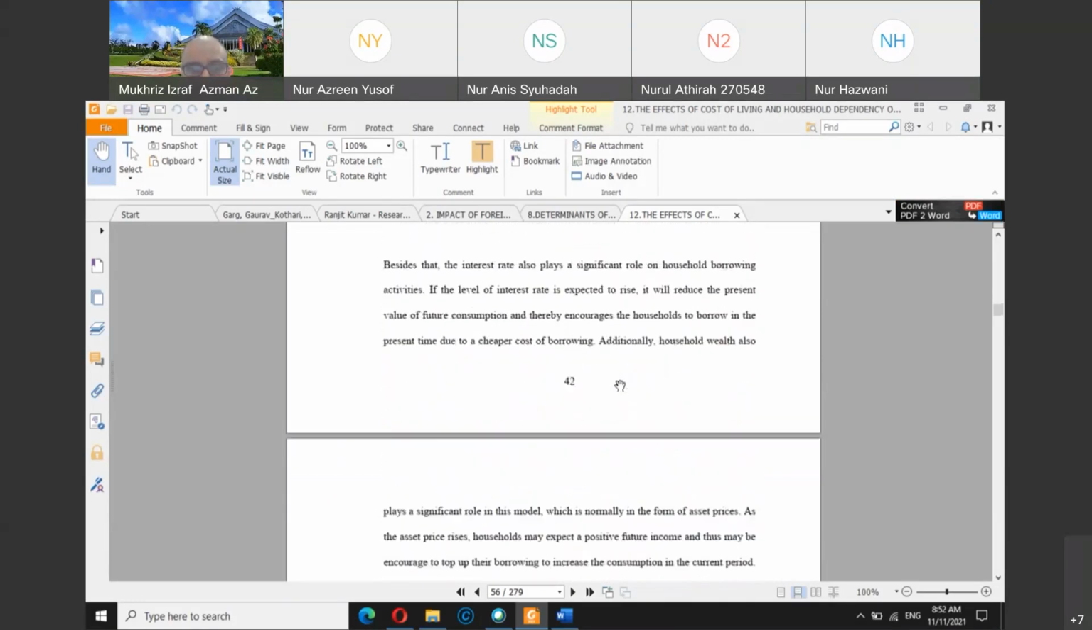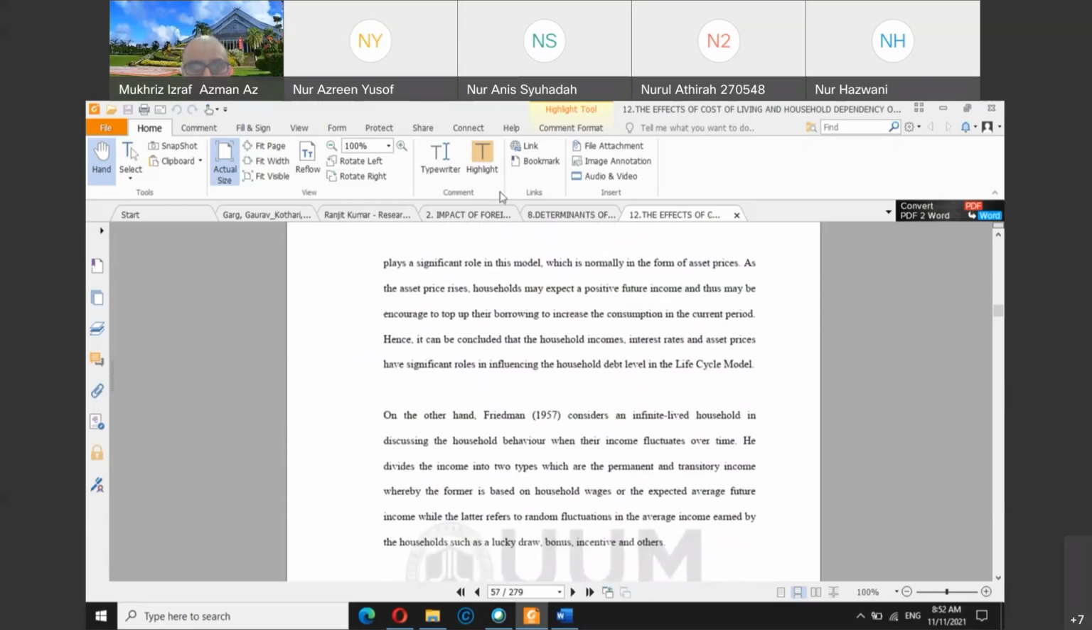Okay, so the way that you want to cite, for example, I'm not going through every single item. If you look at, for example, this part, Friedman 1957, there are two common ways when you want to cite. One is you write the surname of the author, Friedman, in bracket the year. So you don't write the full name.